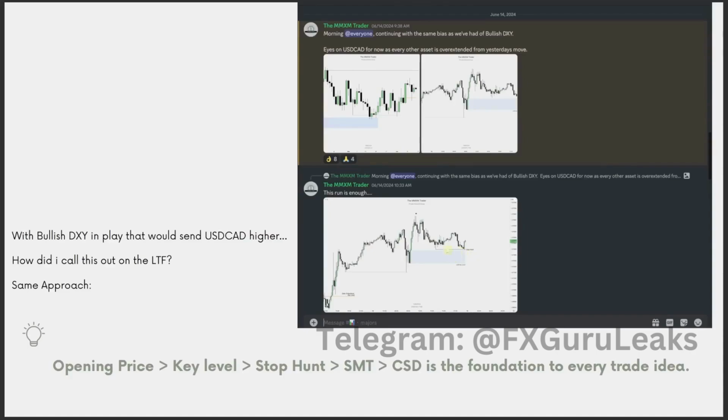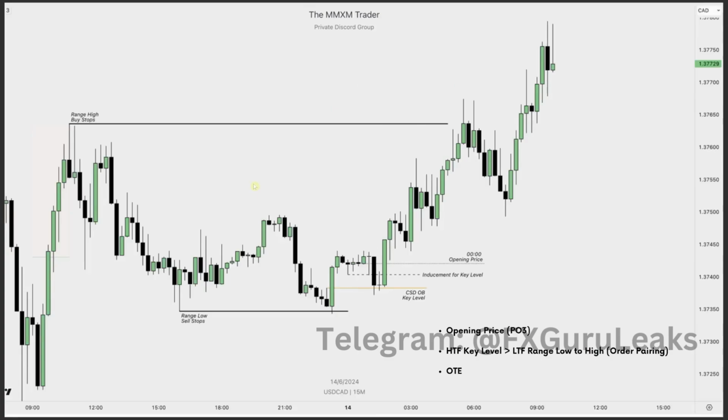So there was a little liquidity run over here. So same approach again, right? Opening price into a key level, want to see a stop hunt with SMT, and then the change in the state of delivery is the foundation for that trade setup. So over here we've got that 15-minute chart, and I'm going to outline why was this little stop hunt enough, right, for that entire sequence to trade up higher.